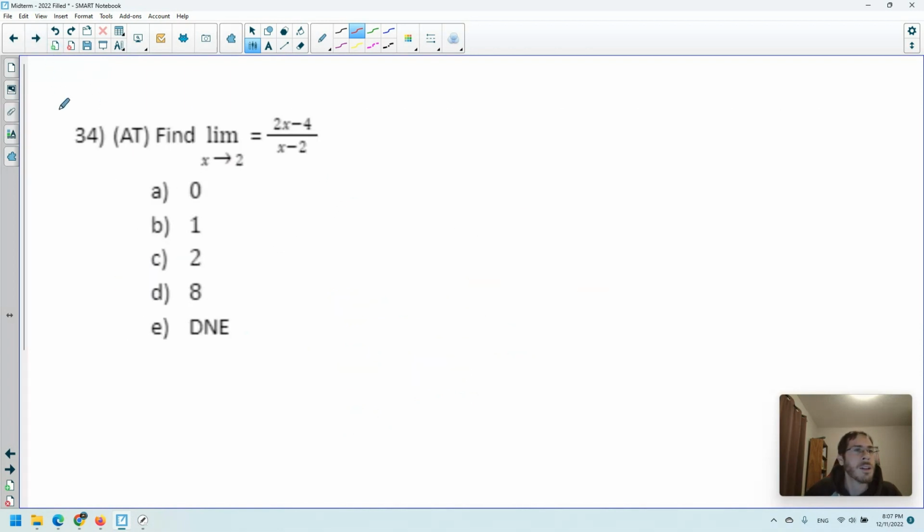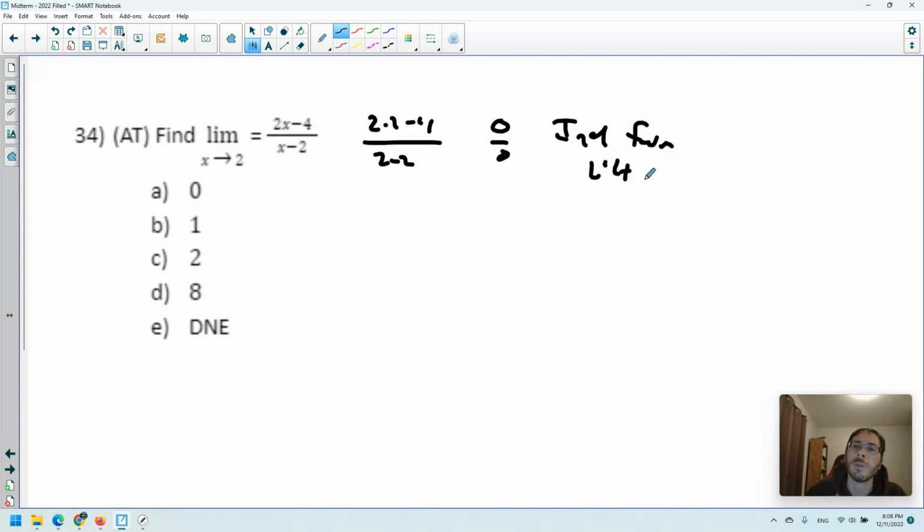All right, last one, 34. Find the limit as x approaches 2 of 2x minus 4 over x minus 2. You can do this in many different ways, but since it's right at the end, probably L'Hopital here. Let's just double check to make sure we can. 2 minus 2 is going to give us 0 over 0. So yeah, that's an indeterminate form, so this is a L'Hopital.